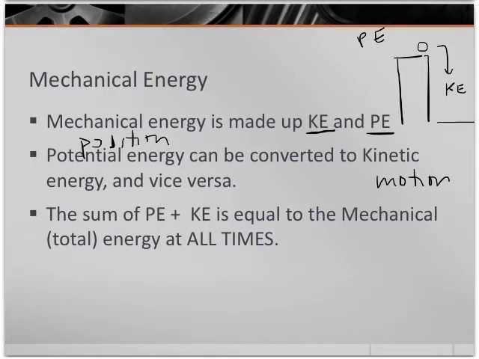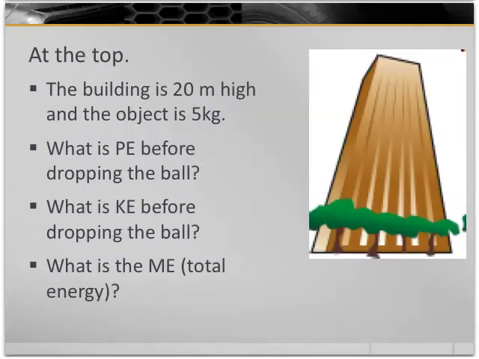So, there's also the fact that at the ground, potential energy, since there's no height, will be zero. So, potential energy plus kinetic energy is always equal to whatever your mechanical energy will be. Let's apply this to some problems so that you guys get a better feel for what's meant by this.